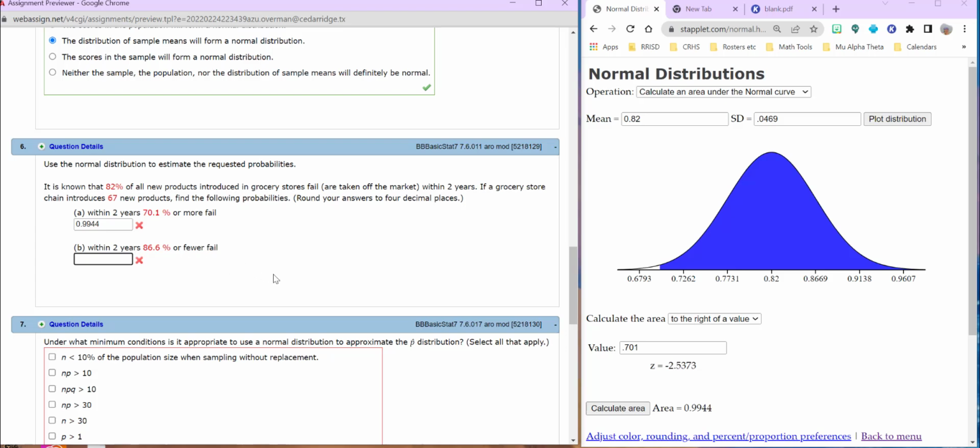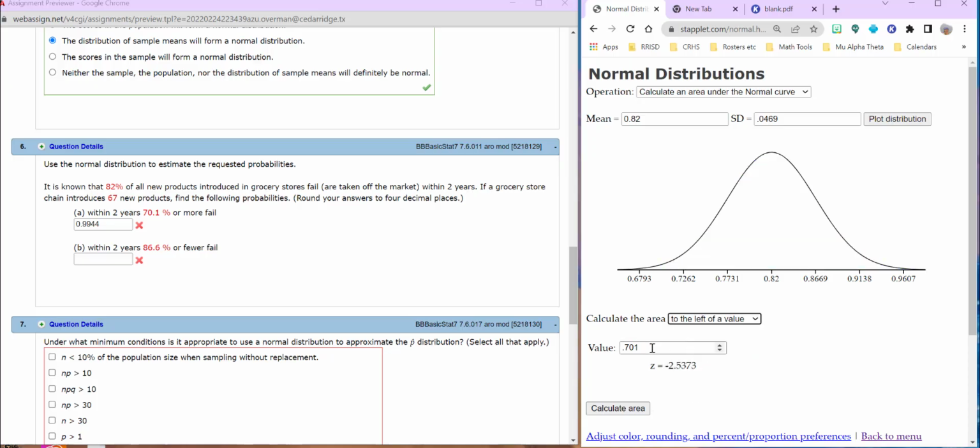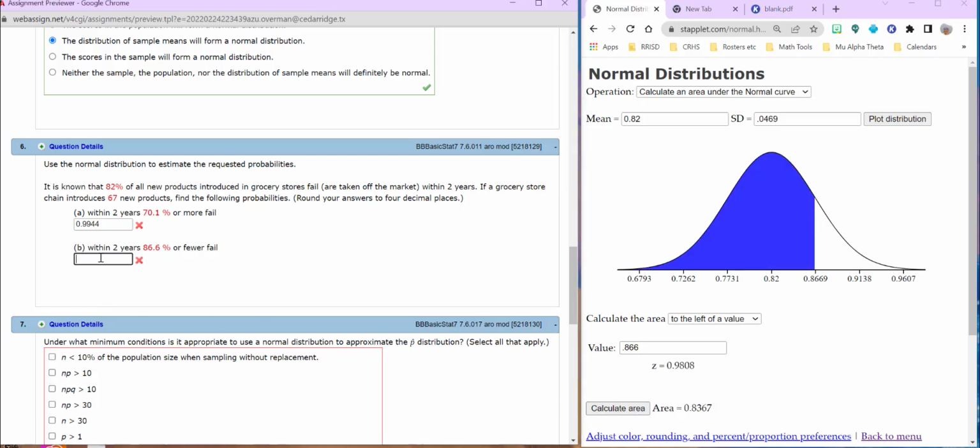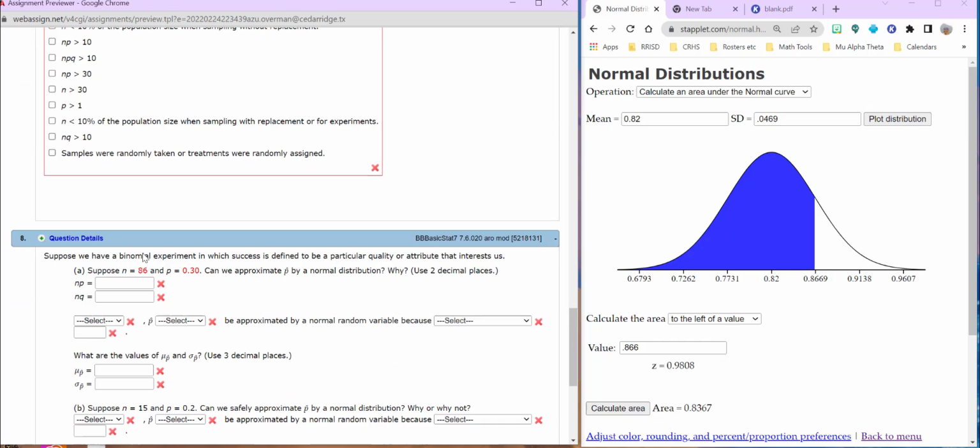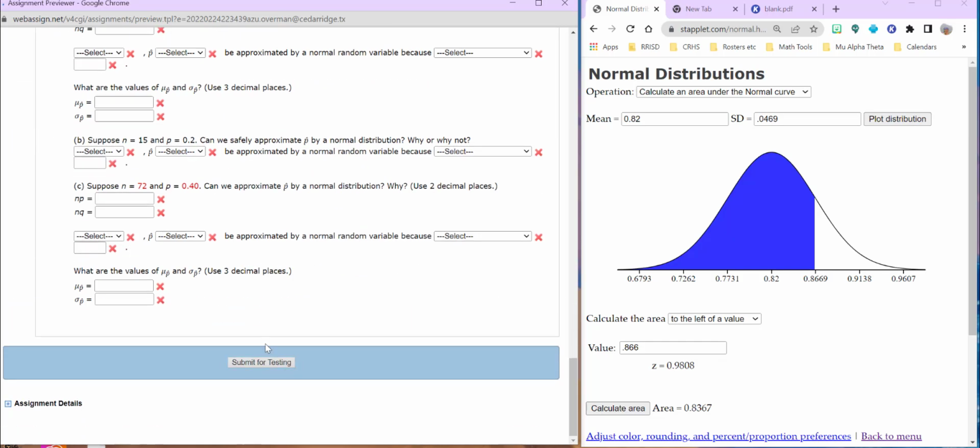All right. And then we're saying within 2 years, 86.6% or fewer fail. That's to the left of 0.866. Remember to change those percents to decimals, people. And I think that's 0.8367. Let's hope that's good.